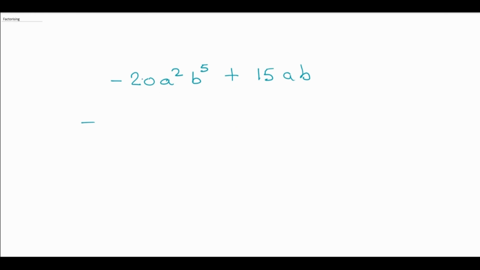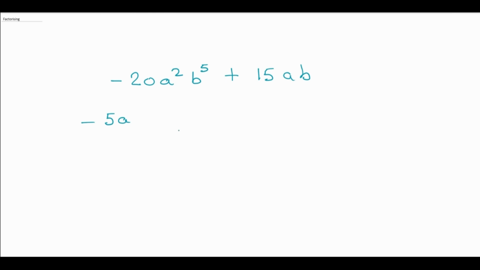Next, let's have a look at our numbers. 20 and 15. What is the highest common factor between the two? The highest common factor is 5. The final step is let's have a look at our letters. Let's start with the A first. We have A squared and just A. Out of these two, the highest amount of a's that I can just take out is only 1a. So we're just going to take out 1a over here.